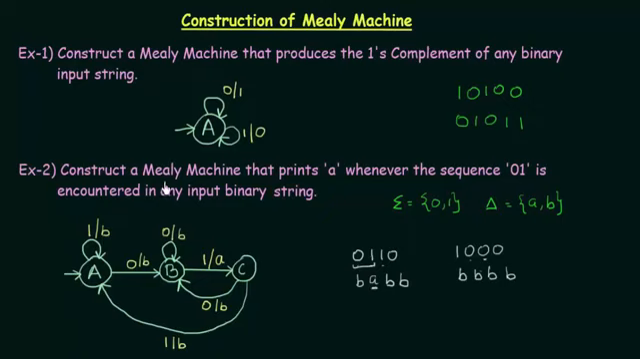So we successfully constructed a Mealy machine that prints A whenever the sequence 0 1 is encountered in our input string. So this is how you can do it. You can first try to design the DFA and then convert it to the Mealy machine. So I hope this was clear to you.